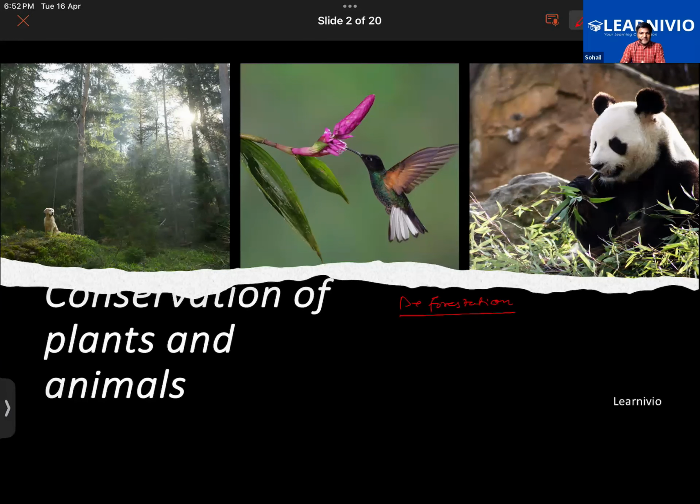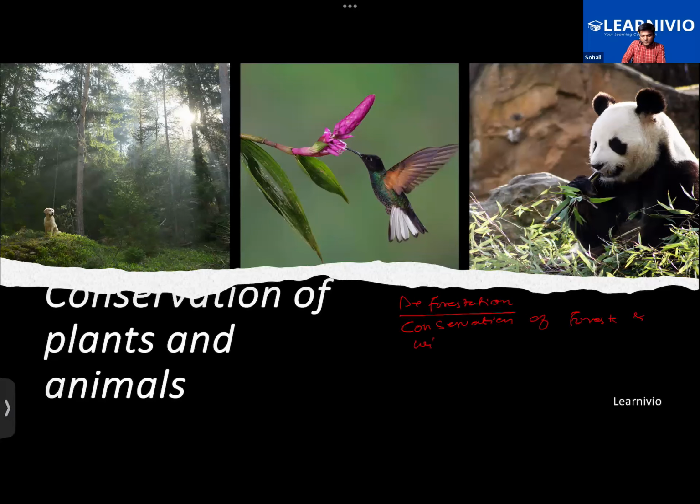So considering that, we study about conservation of forest and wildlife. How we can conserve the forest and the wildlife. One thing is called preservation. Another thing is conservation. Both are two different words. Preservation and conservation. Getting it? Conservation basically means that you are protecting it in such a manner that you are not using it excessively. You are not exploiting it excessively.